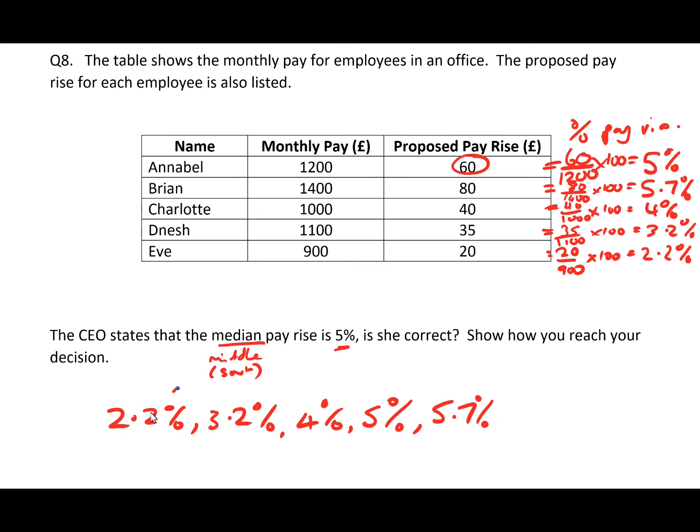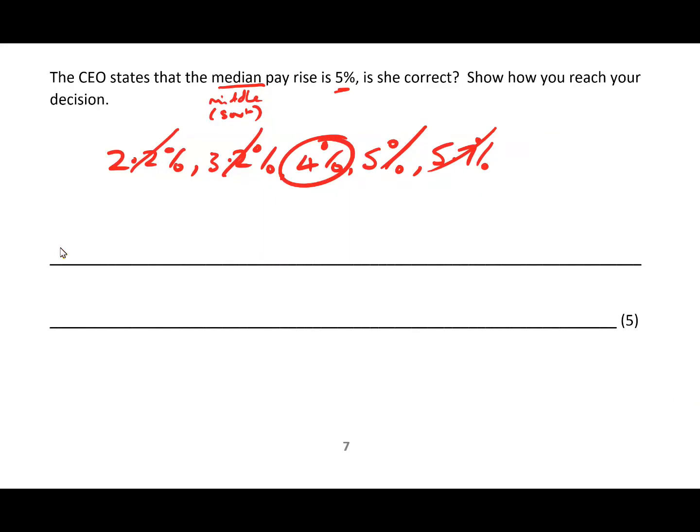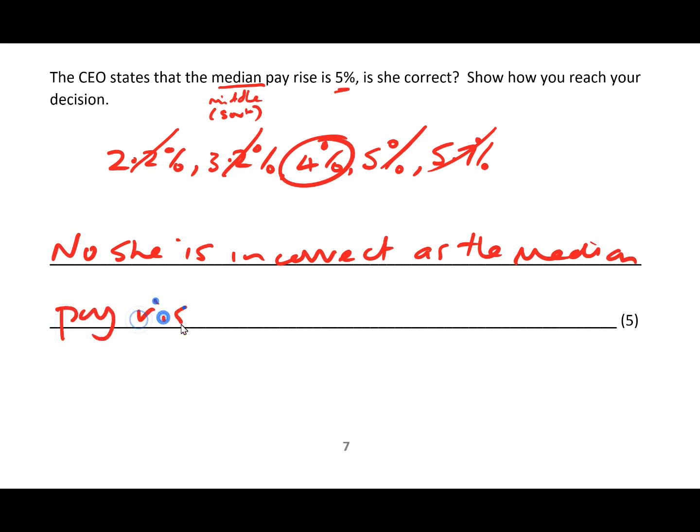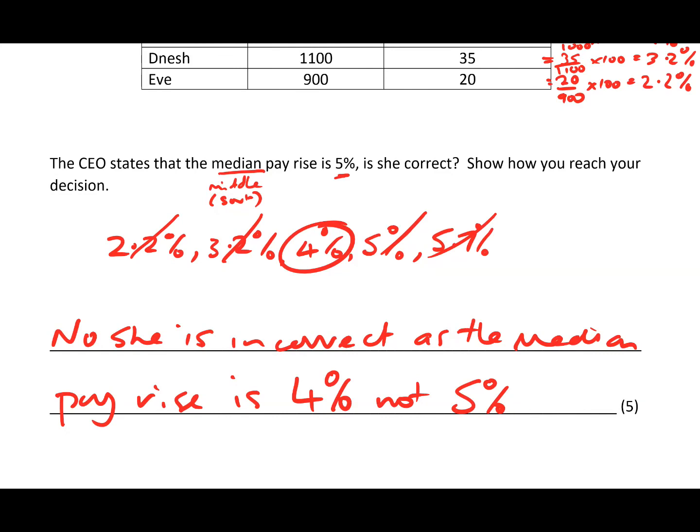To calculate the median, the middle, knock them off for each end, and you end up with your median, which is 4%. So is she correct? No, she is incorrect, as the median pay rise is 4%, not 5%. And that's going to be worth a total of 5 marks.